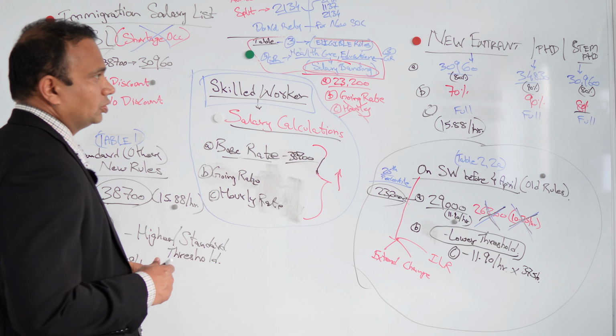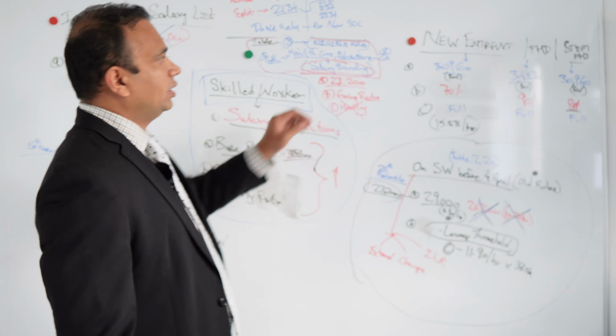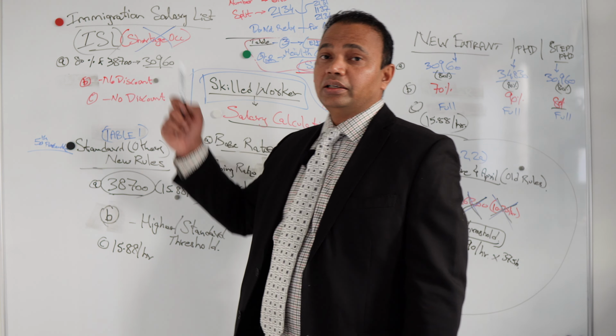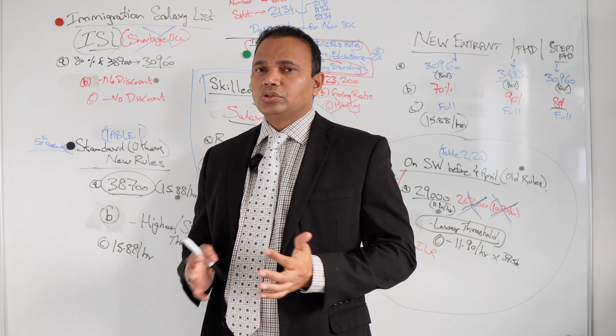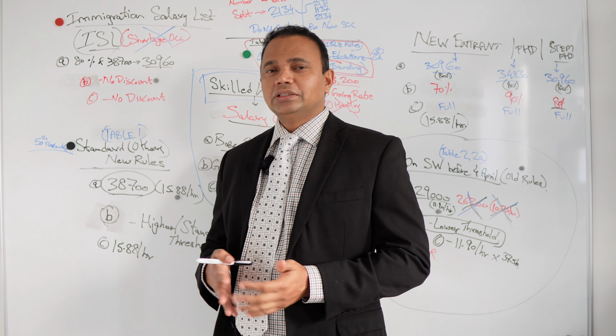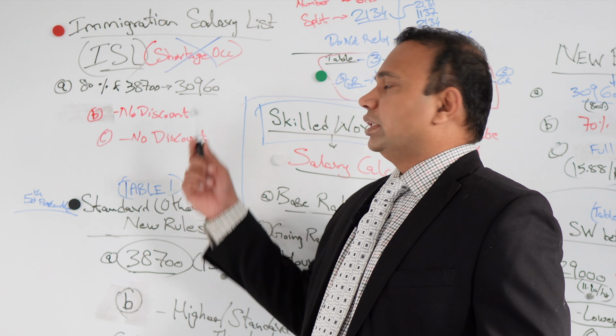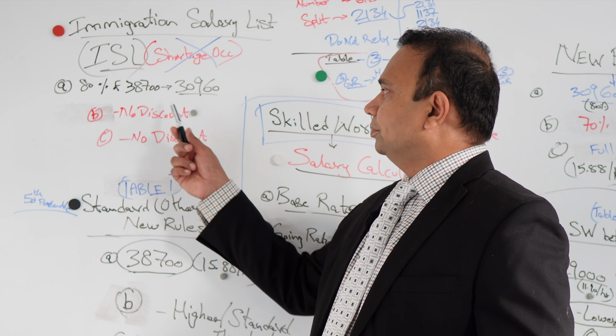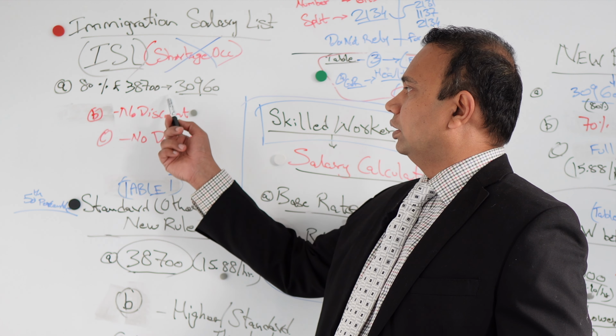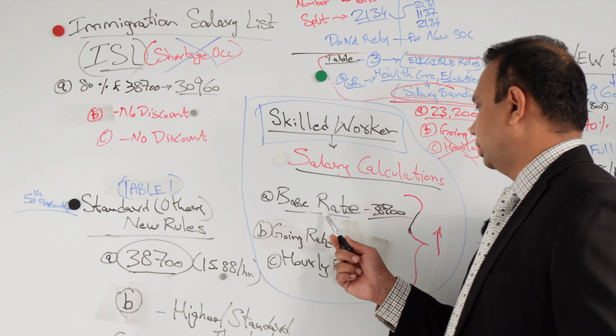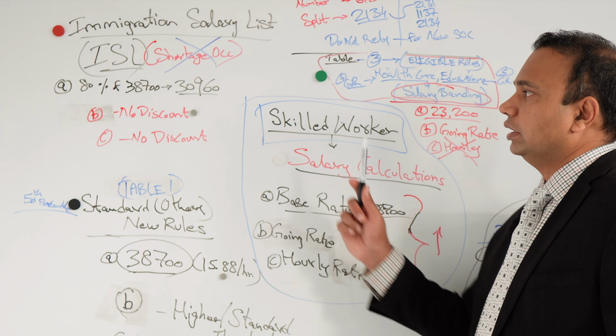Okay, coming back: the new entrant is taken care of. I will come to the immigration salary list. The immigration salary list replaces the shortage occupation list. These are the occupations which are in shortage, the job codes which the UK requires. In the same way, there is a discount on the base rate. The base rate is 38,700, with the same 80% discount as the new entrant. A will be 3960. B and C have no discounts.